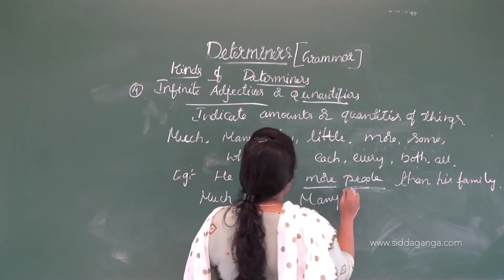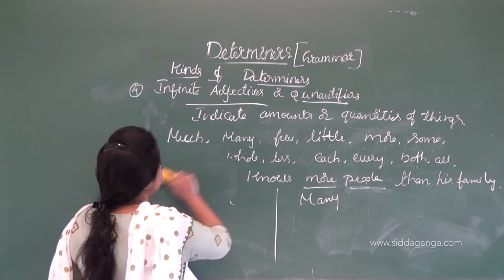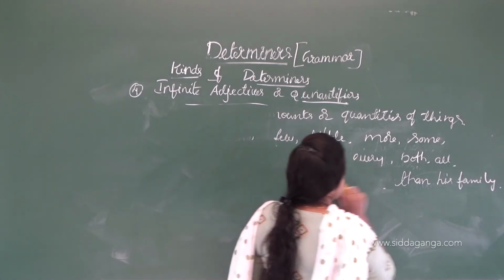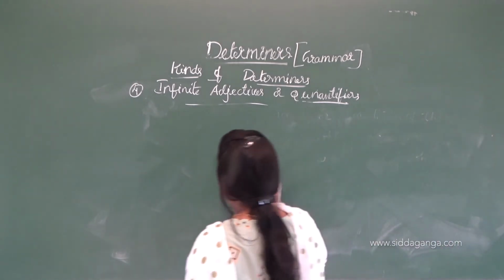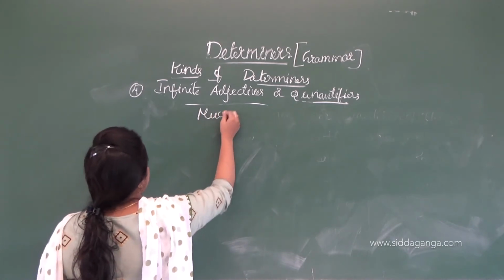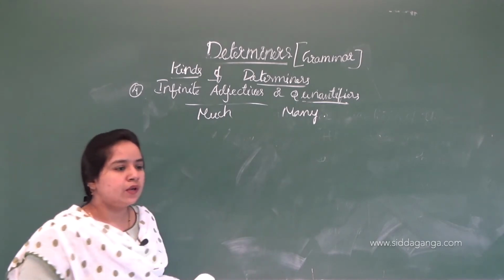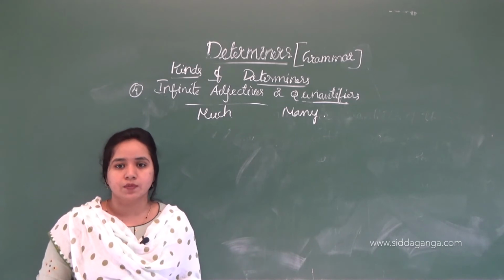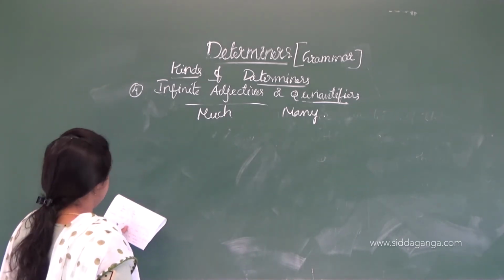So let's see about much and many, and how we use them in a sentence. Suppose in these quantifiers there are some words which are used with countable nouns and some with uncountable nouns. So let's see which are the countable and uncountable ones here.